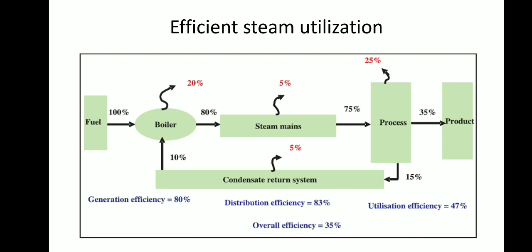Only 35% of steam energy is used for product development. Then again 15% of steam is converted to condensate, which is returned to the boiler. During the condensate passing through pipelines, we have 5% efficiency losses.